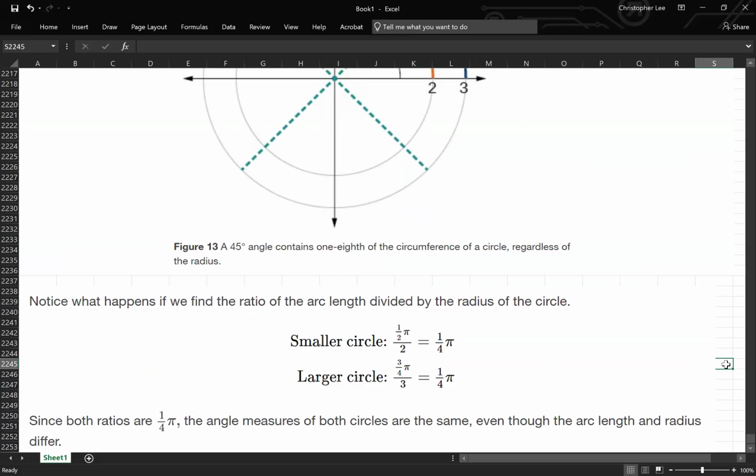So notice what happened if we find the ratio of an arc length divided by the radius of the circle. Smallest circle is 1/2 pi divided by 2, or is equal to 1/4 pi. The largest circle is 3/4 pi divided by 3, or 1/4 pi, right? Since both ratios are 1/4 pi, the angle measures of both circles are the same, even though the arc length and radius differ. Right?